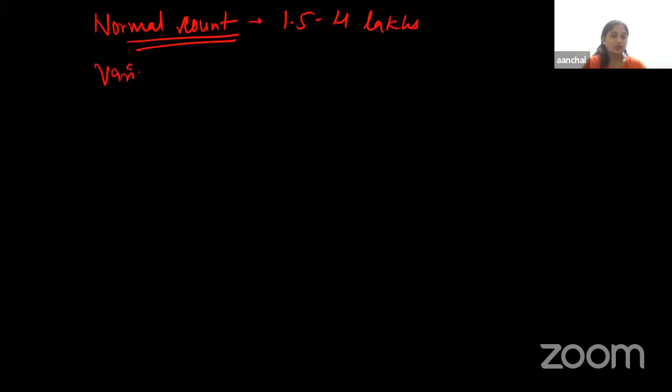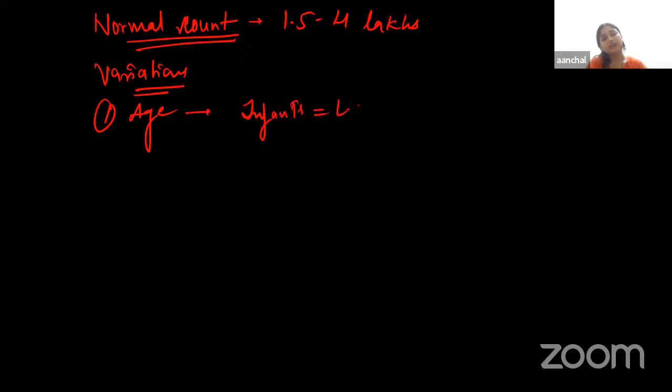So in variation, we're going to discuss several factors like age. Platelets are less in infants and reach the normal level when the baby becomes 3 months old, right? So in infants it will be less and reach the normal level at the 3rd month of life.